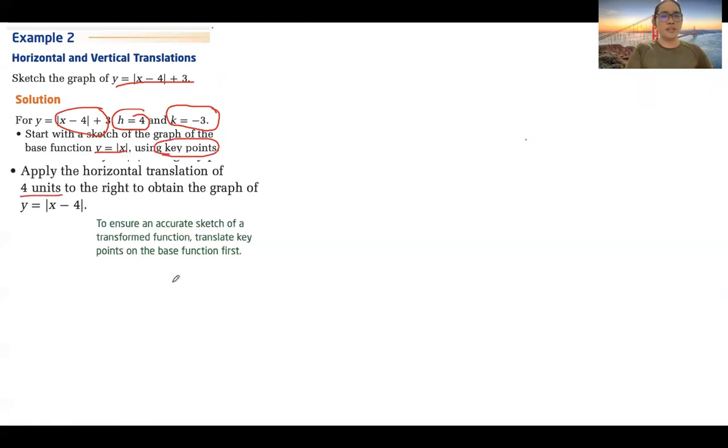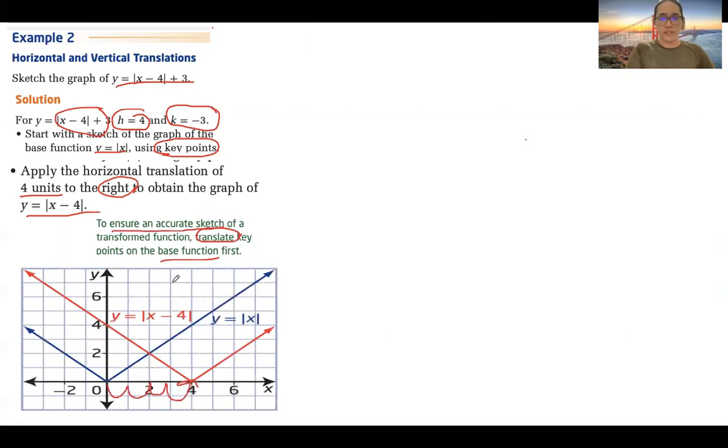So apply the horizontal translation of 4 units to the right since h is equal to 4. So from the graph, y is equal to the absolute value of x minus 4. To ensure an accurate sketch of a transformed function, translate key points on the base function first. You can do that one. As you can see, you move. Okay, I'll show it again. From there, you'll move 4 units to the right. So that's how you graph it.